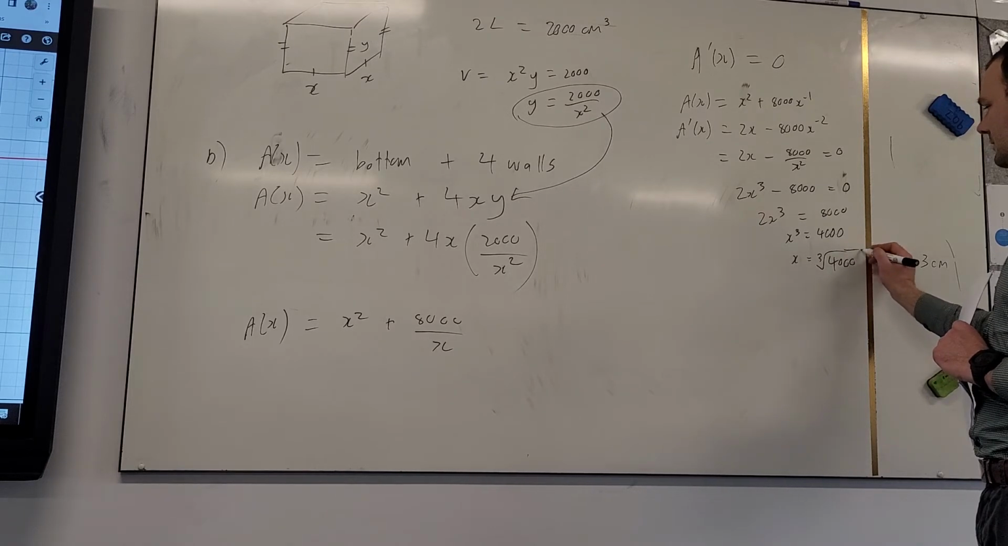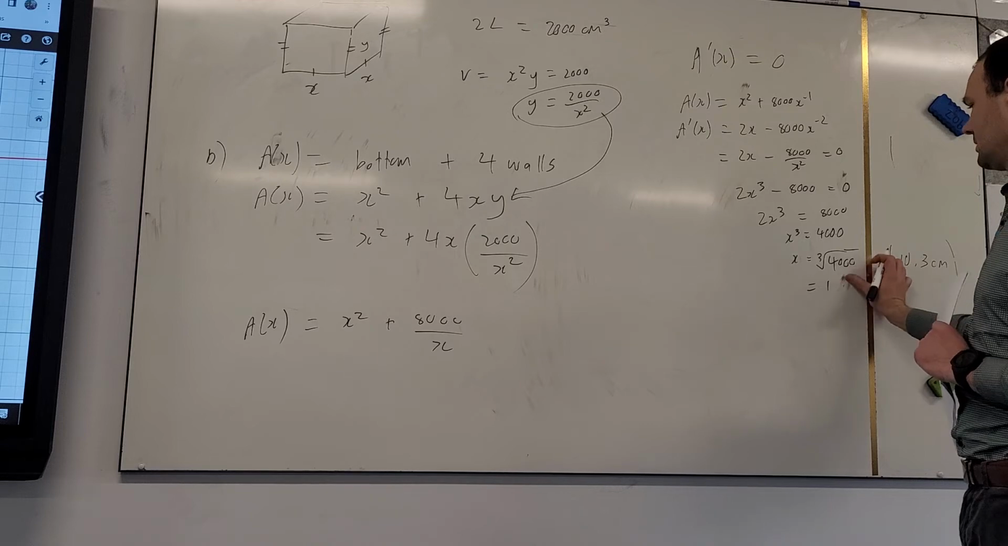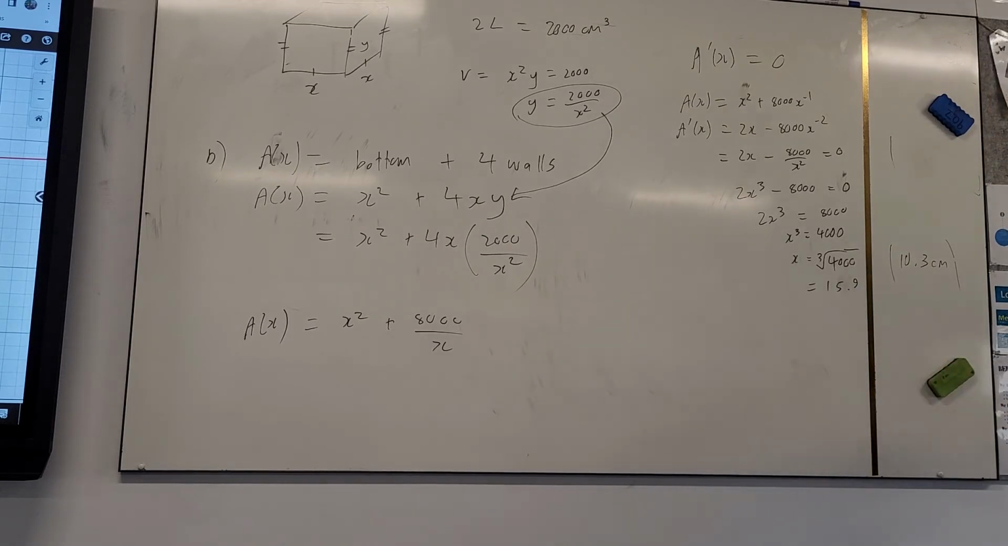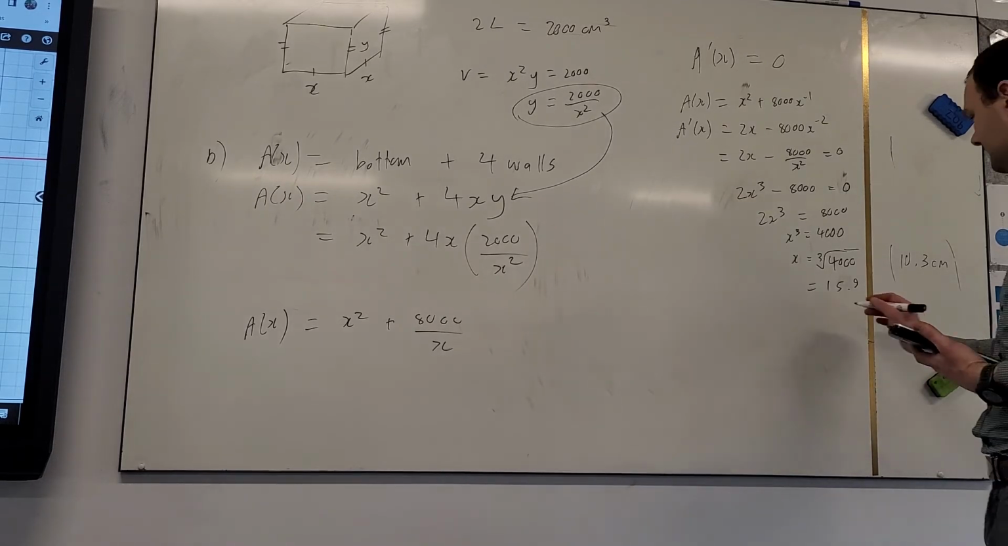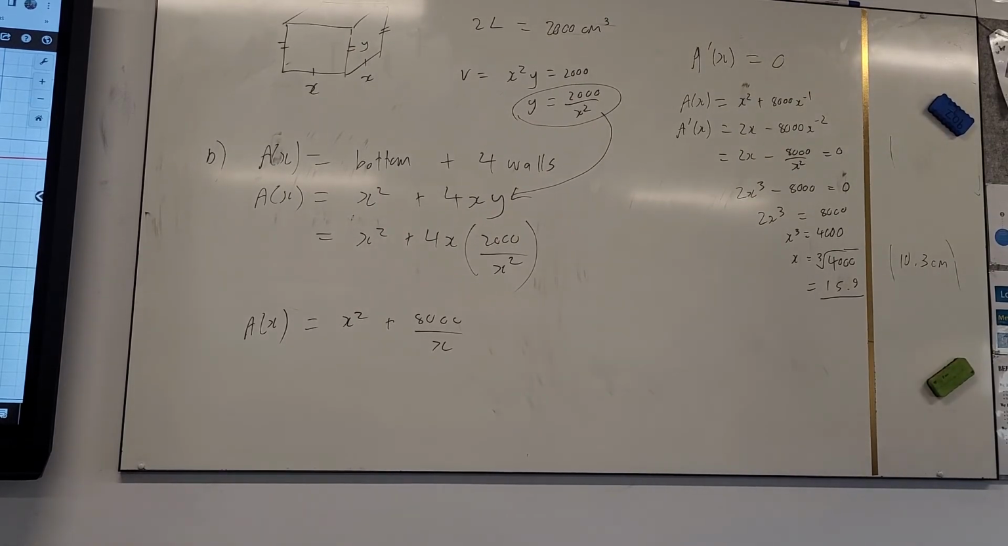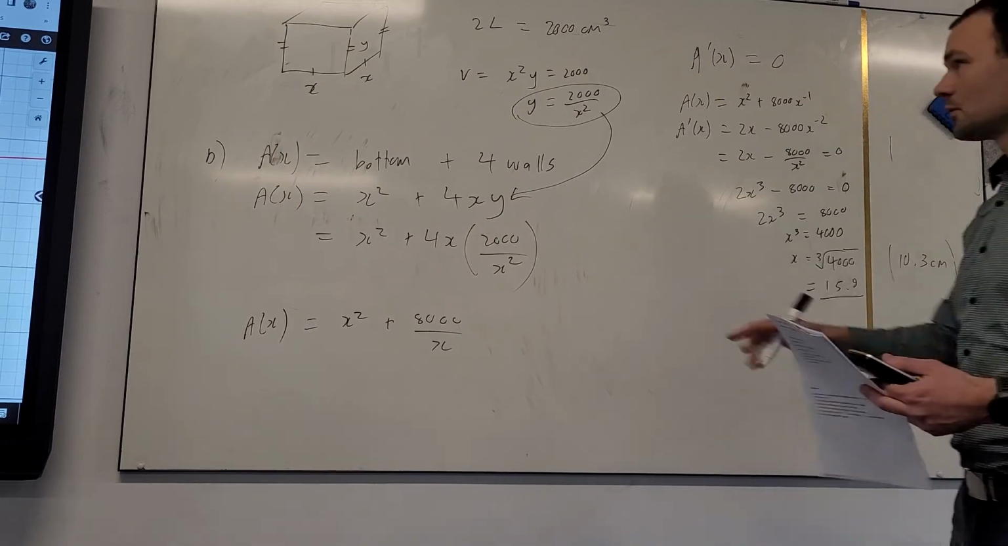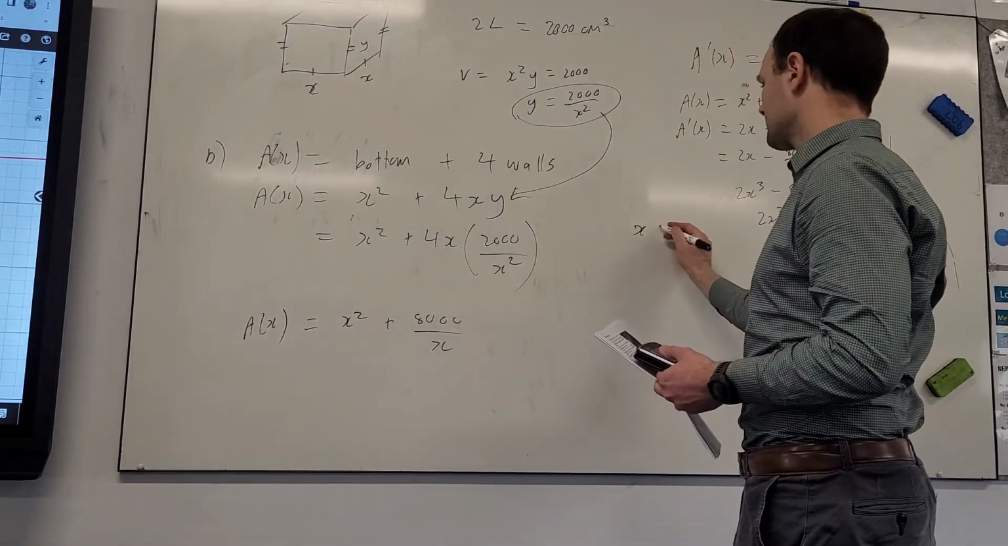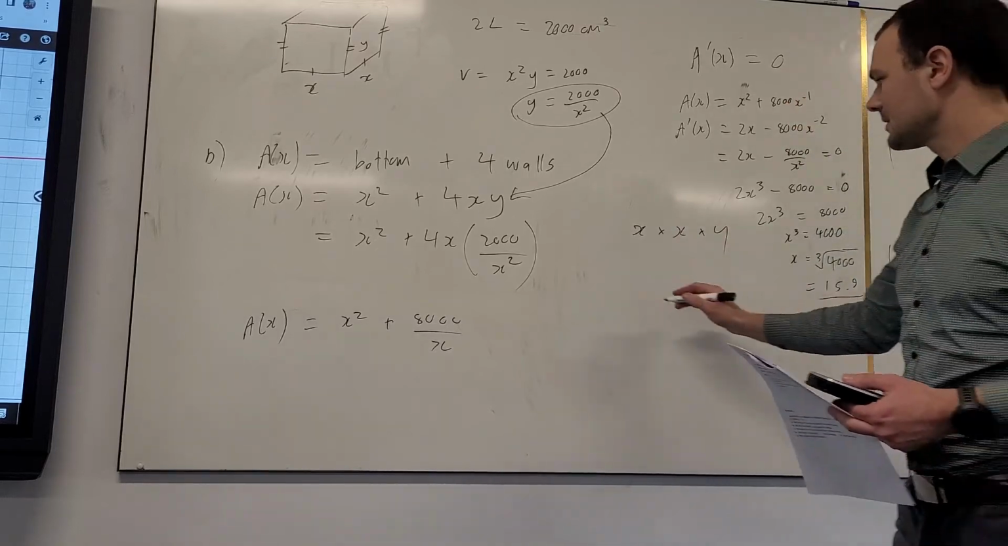Cube root of 4,000, I reckon 15.9. Here's the cube root. 15.87. So 15.9, that's the value of x. That's going to give us the minimum surface area. But let's answer the question. Find the dimensions. So the dimensions of this box are going to be x times y. So we've got x is 15.9.